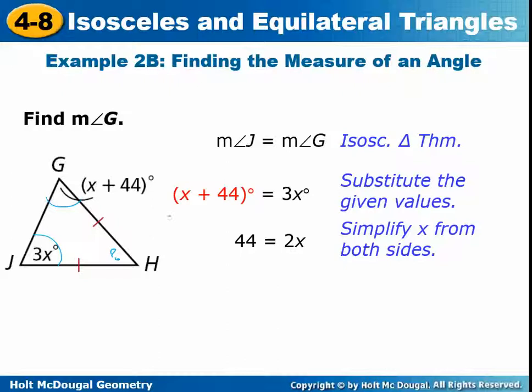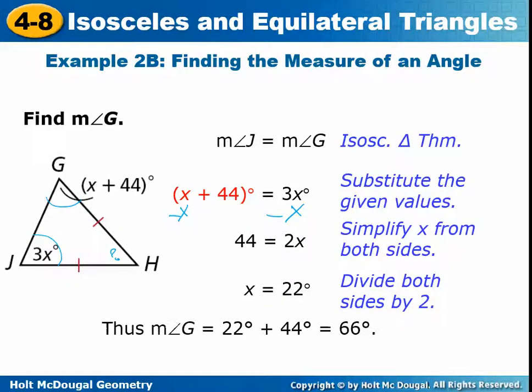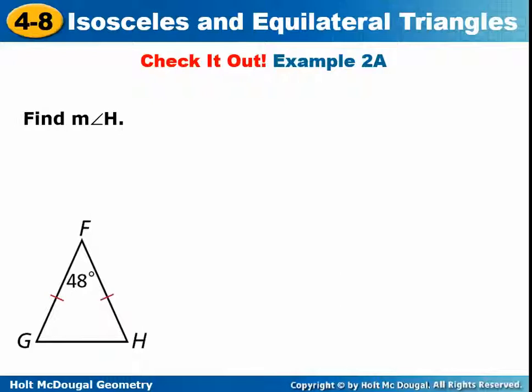So we would subtract x from both sides and then divide by 2. And we get 22 for x. That's not what they asked us to find, though. They said, what's the measure of angle G? So then you put 22 back in. 22 plus 44 is 66. So that's what you're going to be doing. You're going to be finding missing angles and then some missing side lengths.